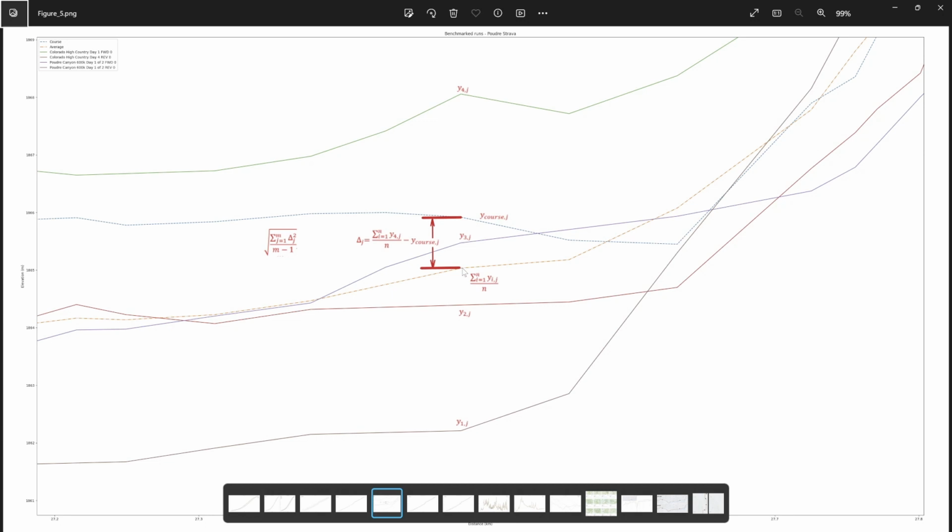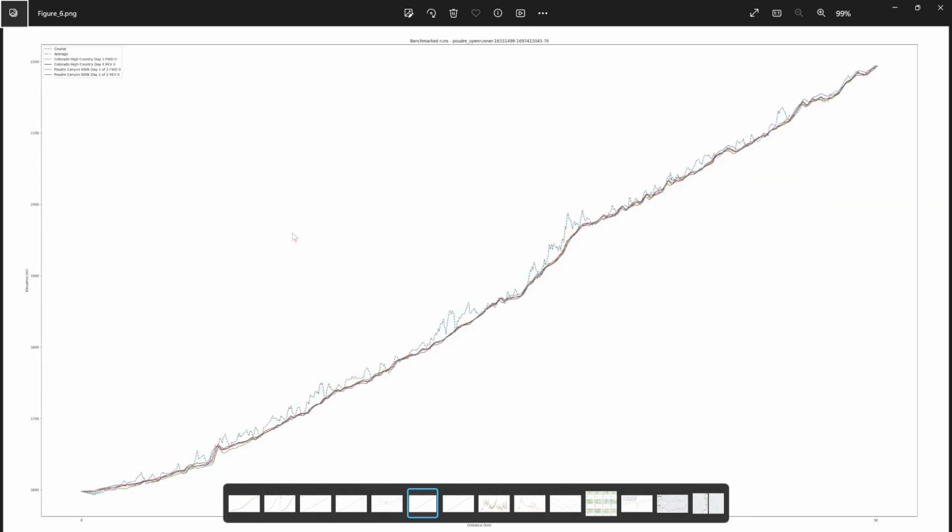is then squared and summed and then divided by the number of track points minus 1, taken the square root, and that is the standard deviation I've tried to describe. Here are the benchmark plots against the Open Runner course. I don't mean to beat up on Open Runner, but its profile least resembles that of the GPS's.